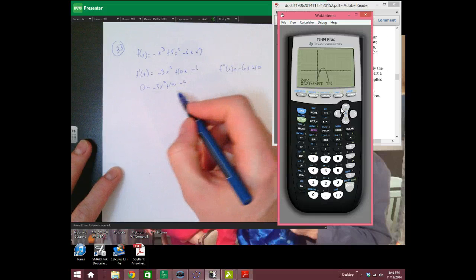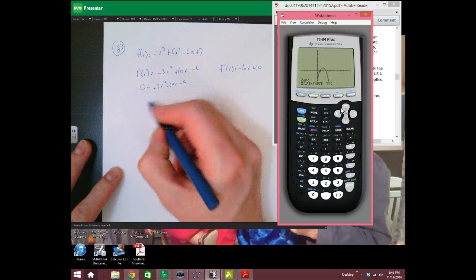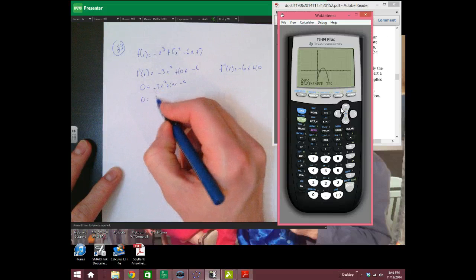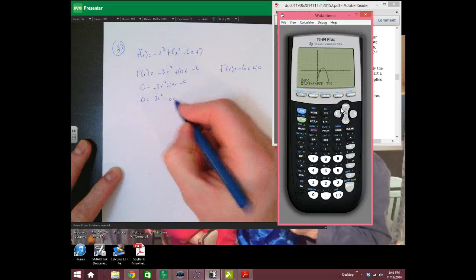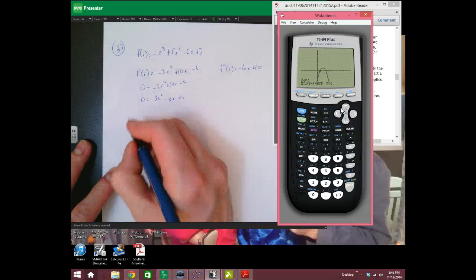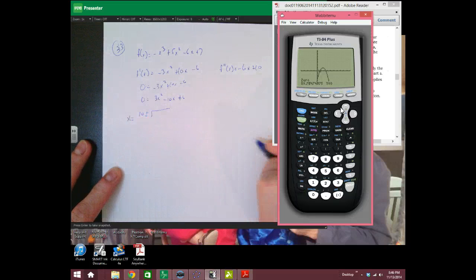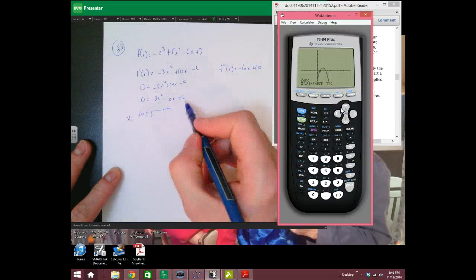Now one of the things I always teach in Algebra 1 when we do the quadratic formula is to make all those opposite signs to keep a positive. So 0 equals 3x squared minus 10x plus 6. And now we just jump into our quadratic formula. x equals the opposite of b, 10, plus or minus the square root of b squared minus 4ac.